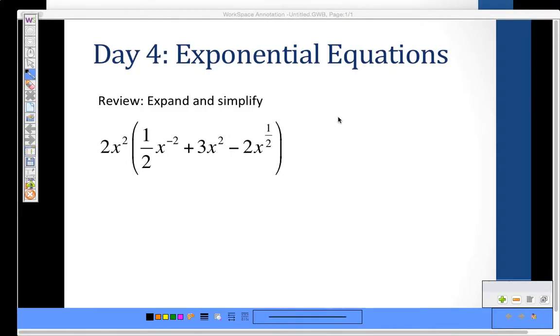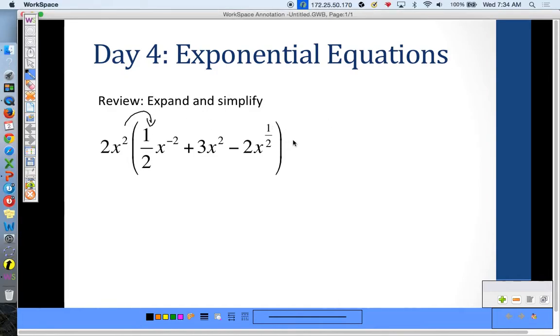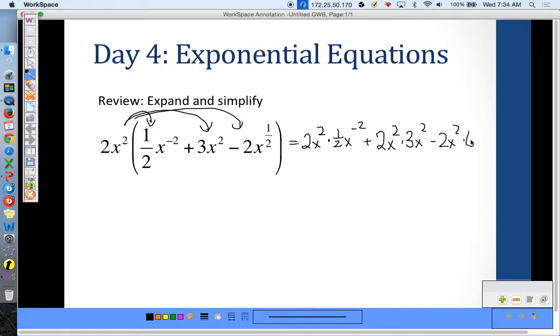So today we're starting day 4, exponential equations. Let's review what we did yesterday. We expanded. We take 2x squared times 1/2 x to the negative 2. Then plus 2x squared times 3x squared. Then we'd have minus 2x squared times negative 2x to the 1/2.